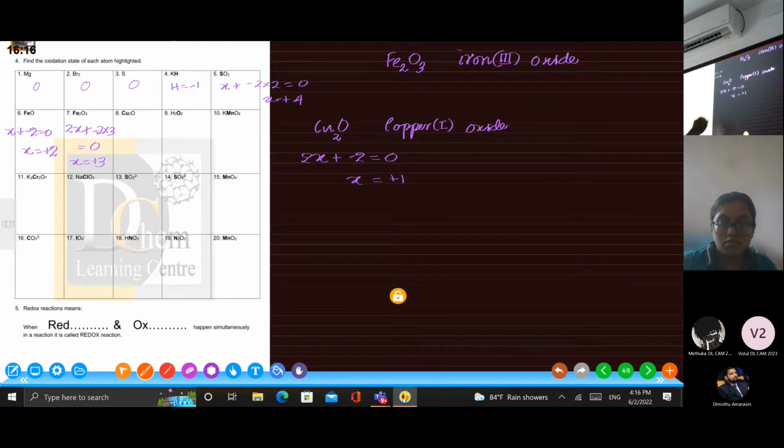Hydrogen peroxide, of course. Hydrogen is +1, oxygen is -1. You can prove it like this: hydrogen is +1 into 2 plus 2x is equal to 0, so x becomes -1. Any problem? Then oxygen is -1 in hydrogen peroxide. Here we have KMnO4.